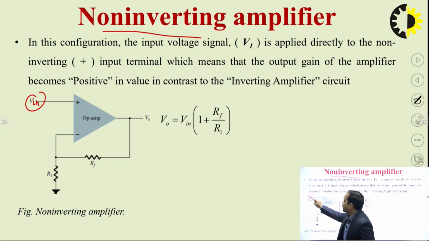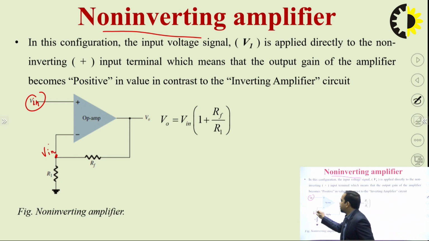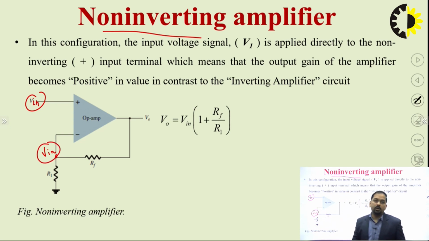If this voltage is V in, we can say that the other terminal of the op-amp is also connected to the same potential because of virtual ground. We have already seen in our last slides that virtual ground means no current enters the input terminal of the op-amp. That's why the potential of both the terminals appears to be the same.